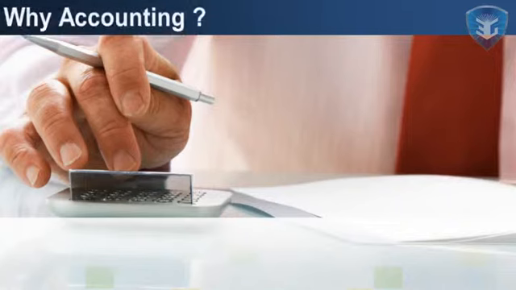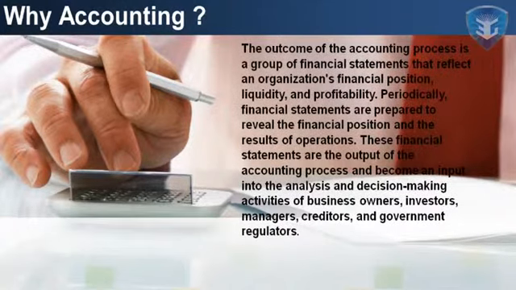Why we need accounting? The outcome of the accounting process is a group of financial statements that reflect an organization's financial position, liquidity, and profitability. Periodically, financial statements are prepared to reveal the financial position and the results of operations. These financial statements are the output of the accounting process and become an input into the analysis and decision-making activities of business owners, investors, managers, creditors, and government regulators.